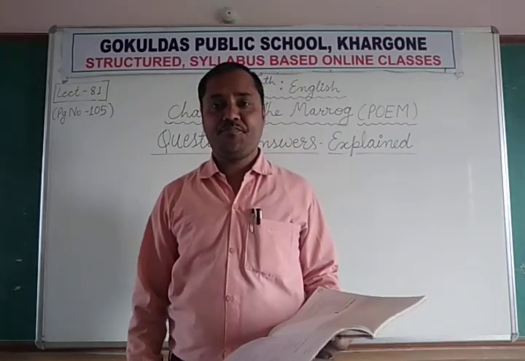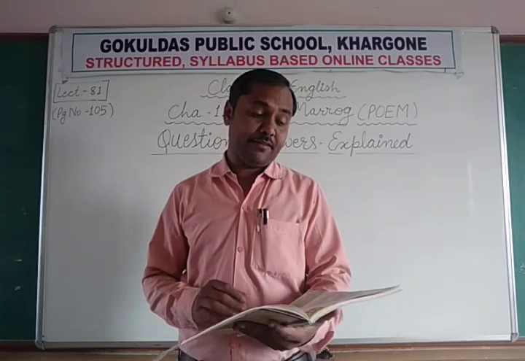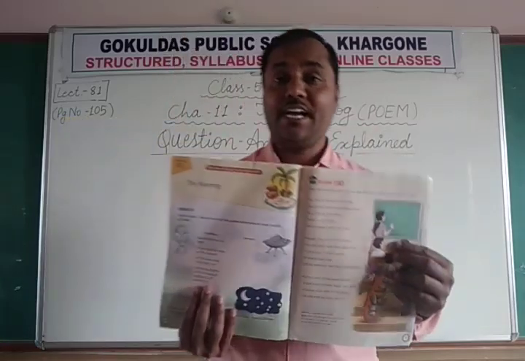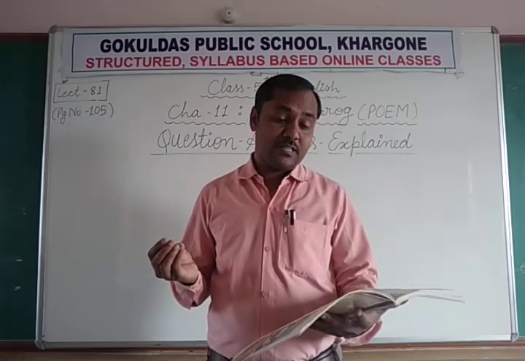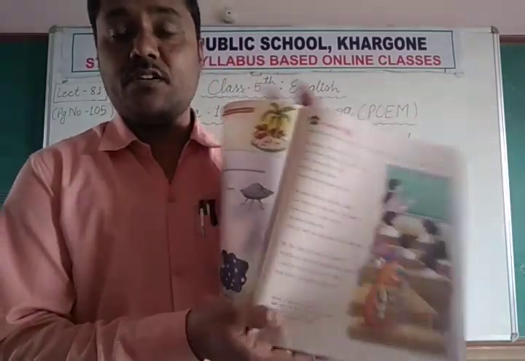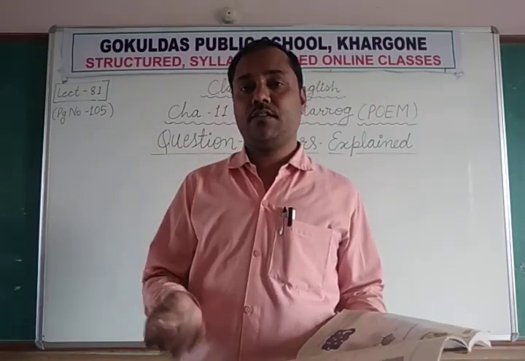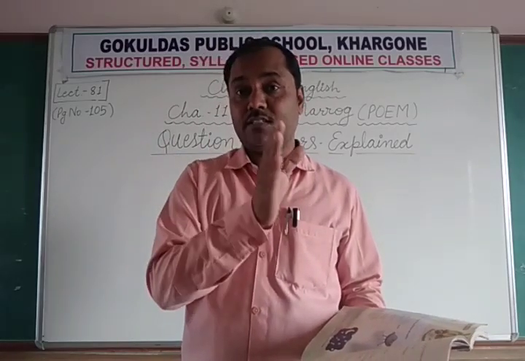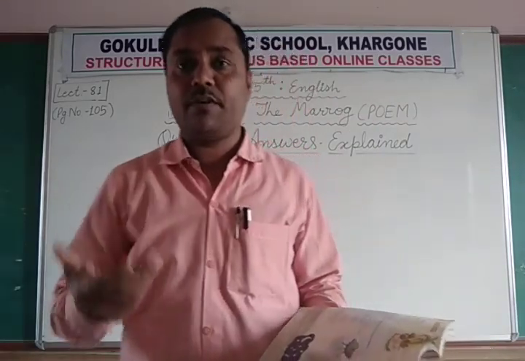In my previous video, I completed the explanation for this new poem number 11, the Marrog. I have already explained and told you the tasks you have to complete. Task number 1: note down the 4 word meanings given in the book. Then some dictation words: draw a table and write the dictation words, divide the long spellings into 3 or 5 small syllables to remember these spellings.